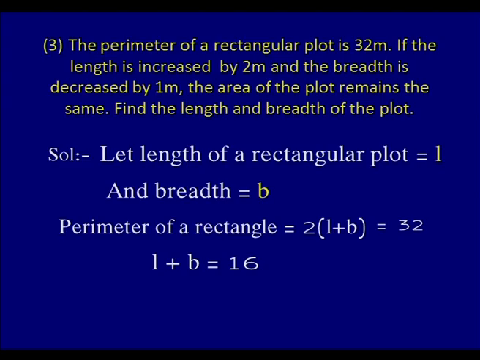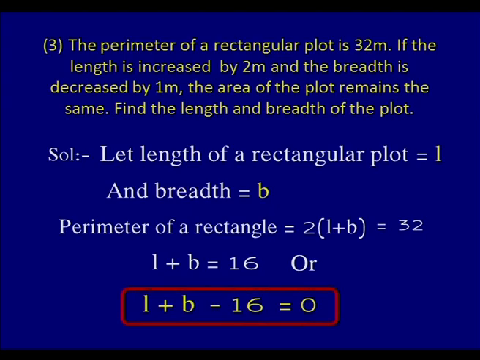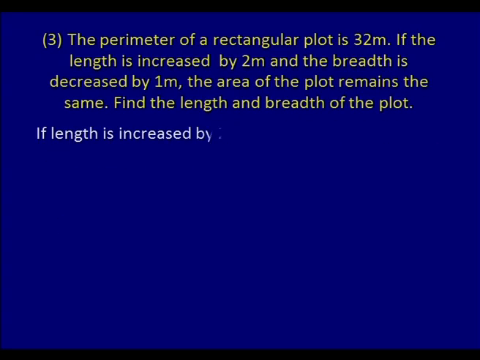If you solve this, 2 into (L plus B) is equal to 32. If you transpose 2 to the RHS, it becomes division, and 2 16s are 32. So, L plus B is equal to 16, or we can write this as L plus B minus 16 is equal to 0, if you transpose 16 to the LHS. It is an equation in two variables. Now, there is a condition given, that is the second case.